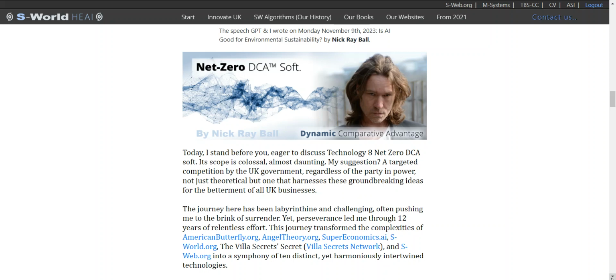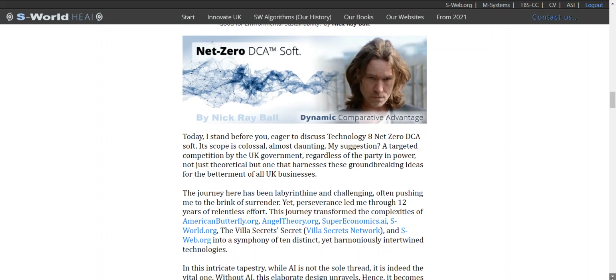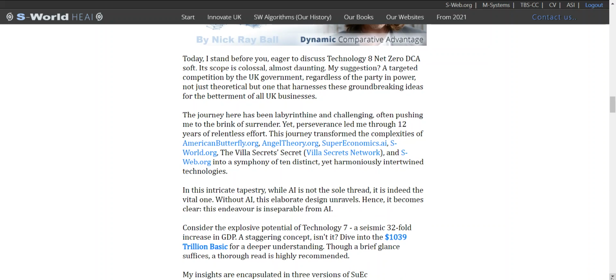My suggestion, a targeted competition by the UK government, regardless of the party in power, not just theoretically, but one that harnesses these groundbreaking ideas for the betterment of all UK businesses. The journey here has been labyrinthine and challenging, often pushing me to the brink of surrender. Yet, perseverance led me through 12 years of relentless effort. This journey transformed the complexities of AmericanButterfly.org, 2012, AngelTheory.org, 2016 to 2019, Super Economics, a copy of Angel Theory in 2020, The Villa's Secret. Well, that's really been going on since 2000 and is still going on now.